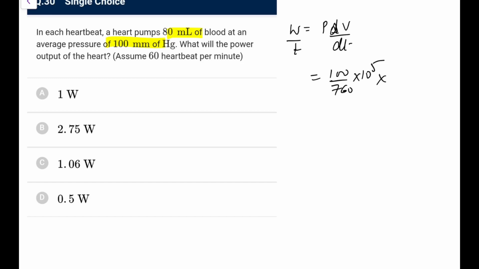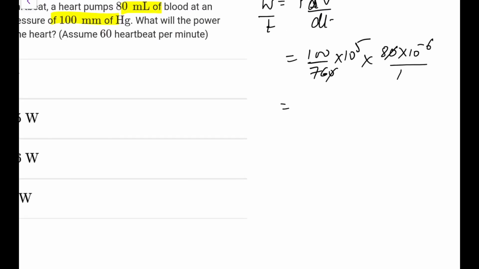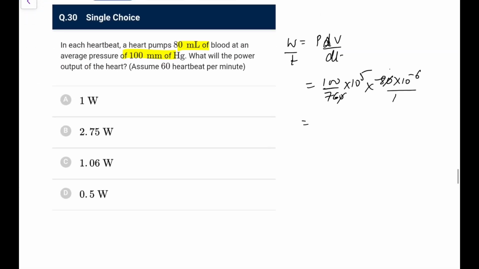Okay, and the time we need to remember. So 80 ml means 10 to the power minus 3 liters or 80 into 10 to the power minus 6 meter cube, but it is 60 heartbeats per minute, that is 1 second. So no issue, that time would be 1 second. So what we are left with, this is 876. What we can do, this will be 2, this would be 19, so 200 by 19 into 10 to the power minus 1, or you can write it as 20 by 19 watt.